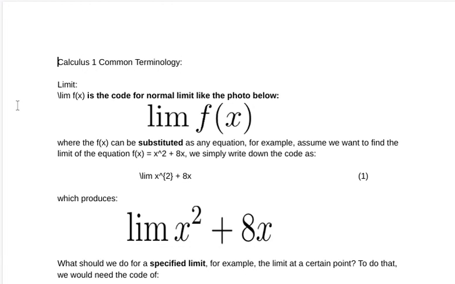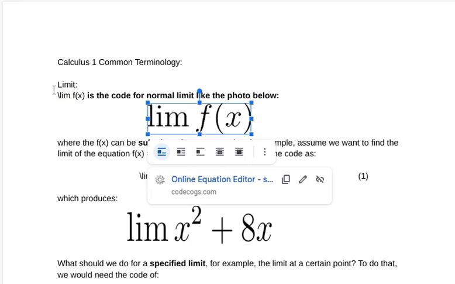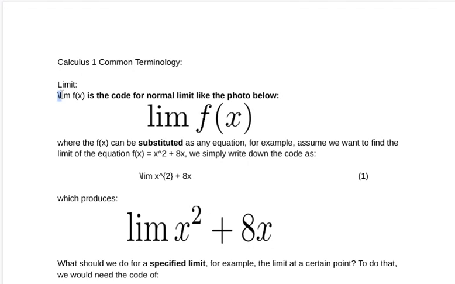\lim f(x) is the code for a normal limit, like the photo below, which is this. The reason you have to type this is to make it a code. Just like if you type \lim, it is a code, while lim alone is not a code. \lim creates a function in LaTeX. This is a function, and this f(x) can be substituted with any equation.